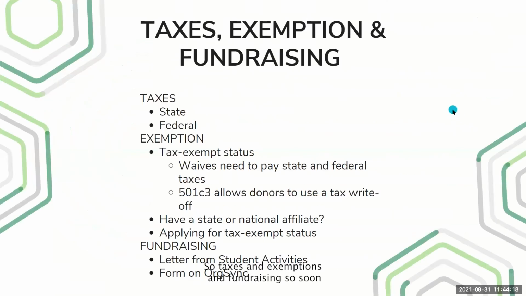So, taxes and exemptions and fundraising. Student orgs are not automatically tax exempt just because they're students here at UNT. Also, if you have a federal tax ID or an employer ID, you most likely do have a bank account, but that does not mean that you're tax exempt. There are two types of taxes, as we know. There's state taxes: when you go to the store and you buy items, like at Walmart or Target, you have to pay state sales tax. But then there are also federal taxes as well.